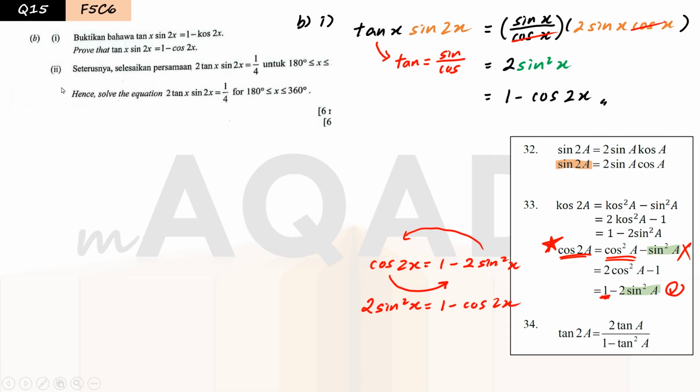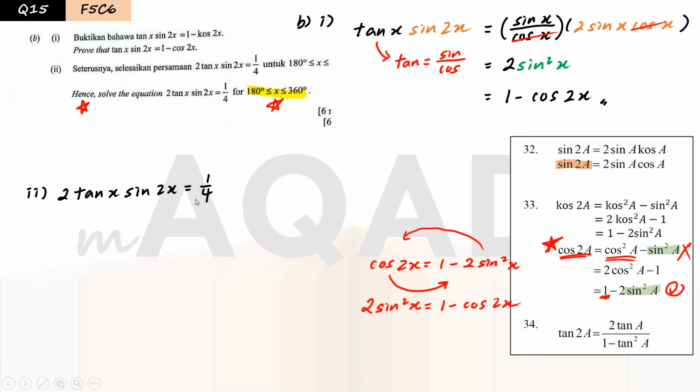For the second part, it says hence. Let us put a note here. So hence, solve the trigo equation where x is between 180 degrees to 360 degrees. So later when we have the answers, we need to make sure the value of x is within 180 to 360 degrees, right? Let us put a note here as well. Alright, so let's solve this trigo equation, but how do we solve this?